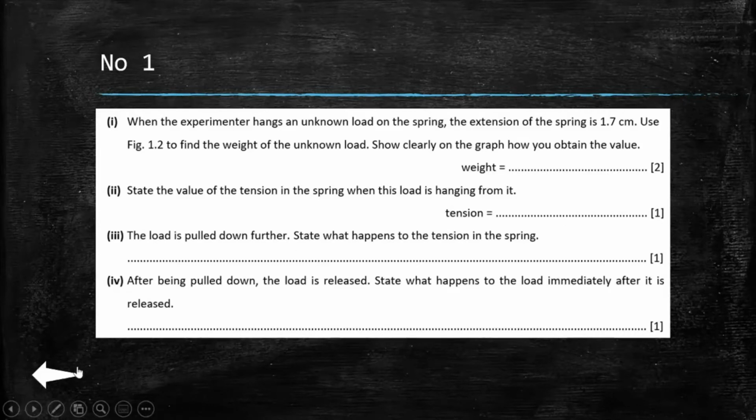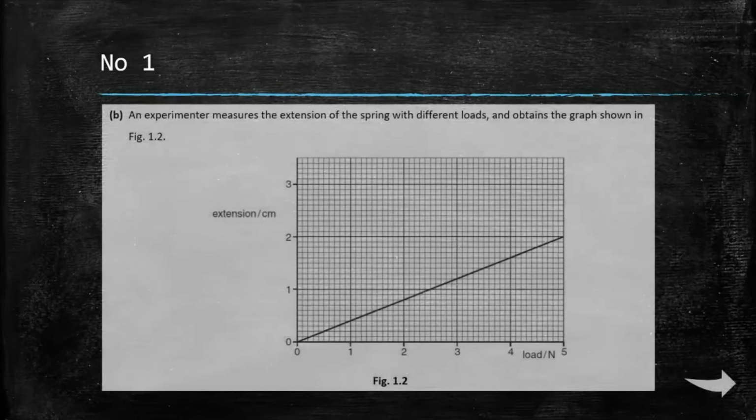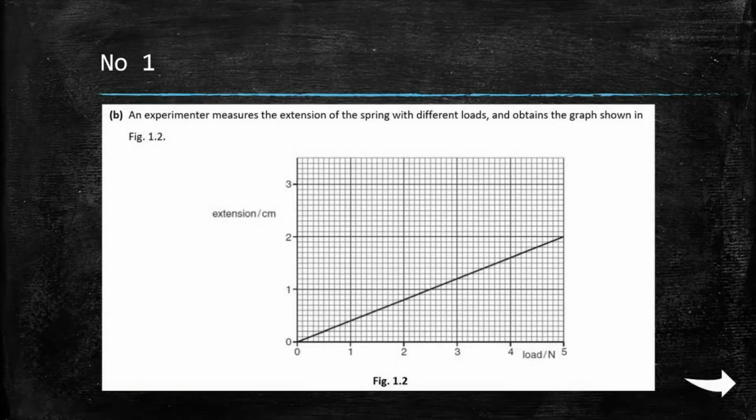Let's look at figure 1.2. To find the unknown load, first we have to locate the position of 1.7 cm extension on the graph. Now let's count from 1. 1, 1.1, 1.2, 1.3, 1.4, 1.5, 1.6, and then 1.7. So this is the location of the 1.7 centimeter.